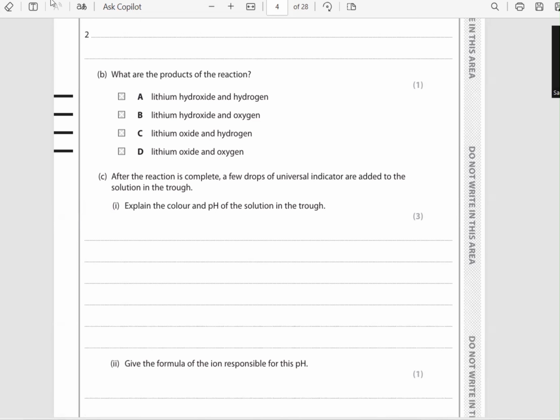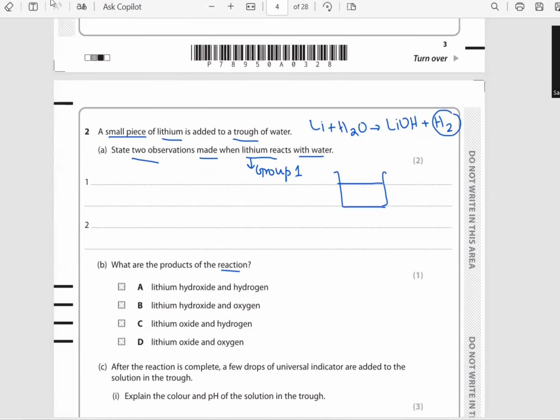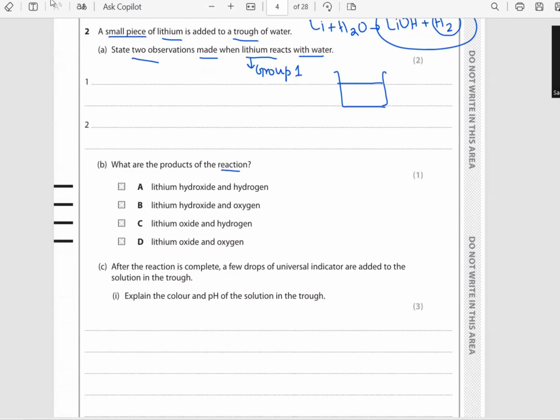Question 2B. What are the products of the reaction? I told you already, it will make lithium hydroxide and hydrogen. Here I discussed the products. Any group 1 metal gives the same products. So the correct answer is answer A.